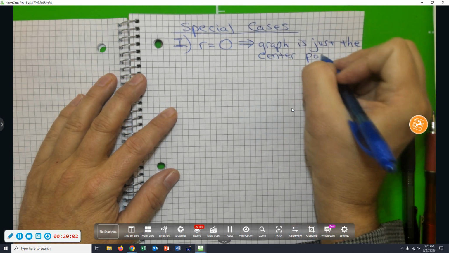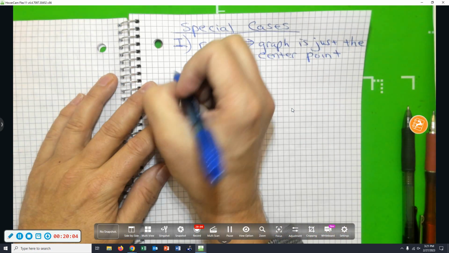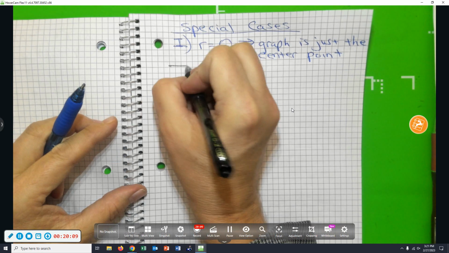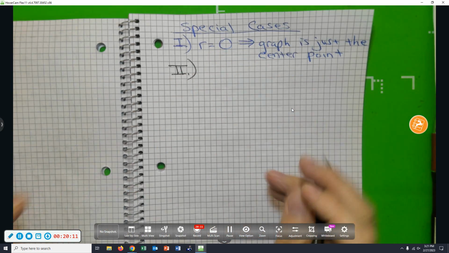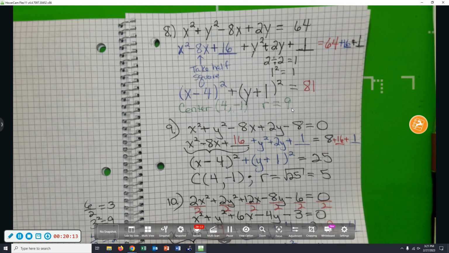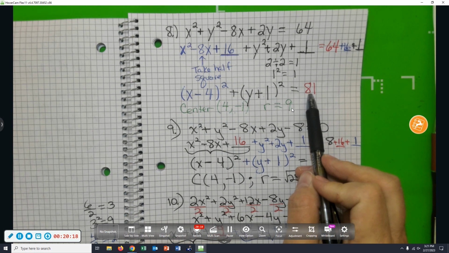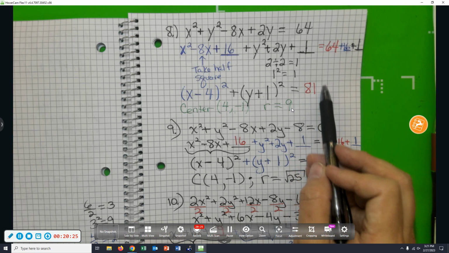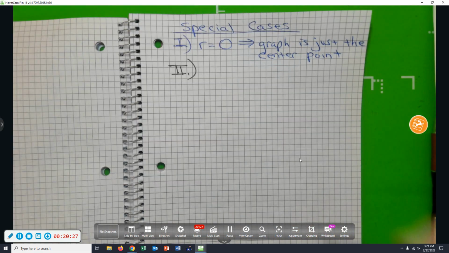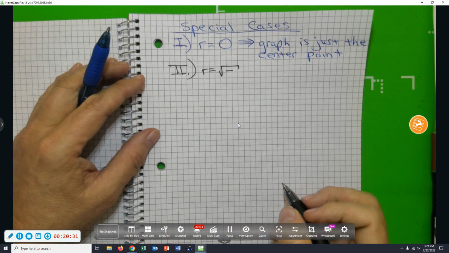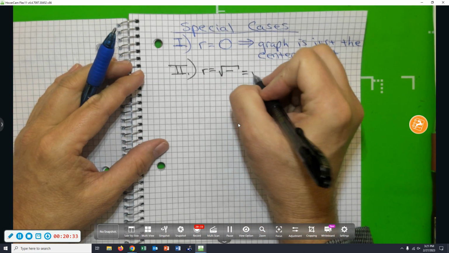That's one special case, if the radius turned out to be 0. The second special case: we've said that this number over here, when it's written in center-radius form, needs to be a positive number. Suppose it were negative. If this number turned out to be negative, you'd try to find the radius. The square root of a negative number is imaginary.